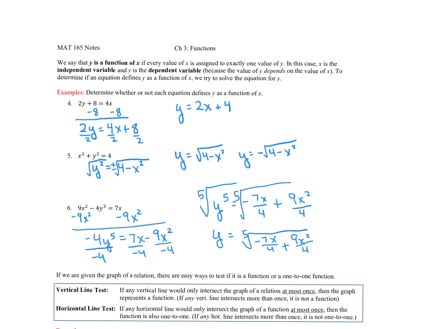Since our index here is odd, it's not an even number, that means we will not have to write plus and negative in front of the radical like we did when we had the square root. So in this case, y is a function of x. Each input x produces exactly one output y.